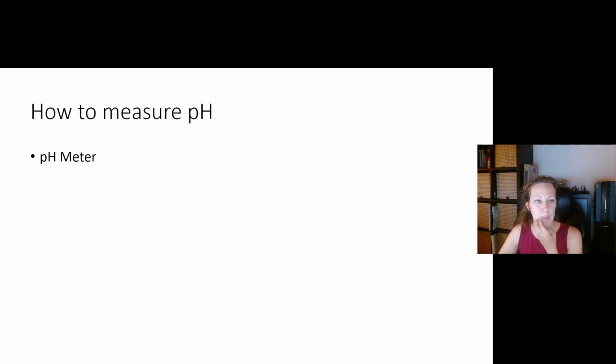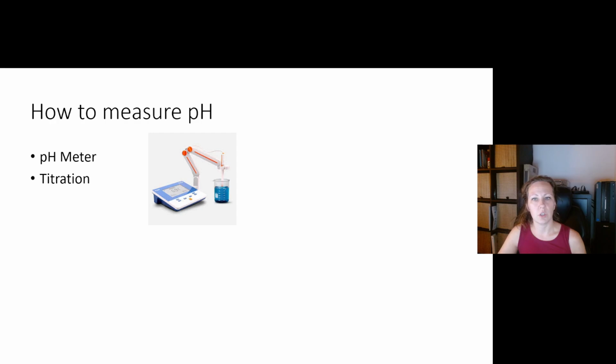Okay, so how do we measure pH? The most accurate, precise way to measure pH would be using a pH meter, which is a fancy piece of lab equipment that is designed to read all of the hydrogen and hydroxide ions. Another way that we can measure pH is with titration.